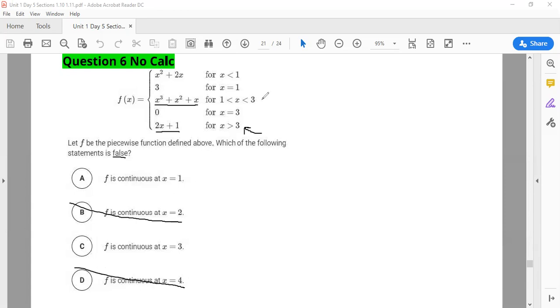So now we just have to check at 1. I'm going to show you the free response setup for this. This is super important. In multiple choice land, you don't need to show work, so you can do a lot of this quickly in your head, but you need to practice free response. So if I want to show f of x is continuous at 1, let me show you. Okay, so it will be this.